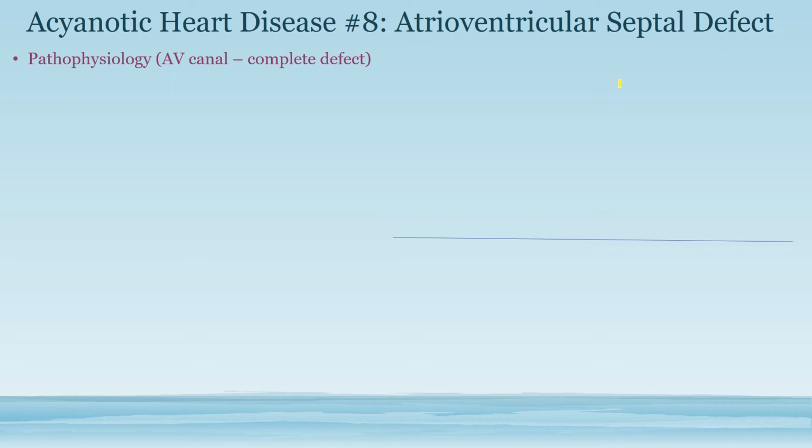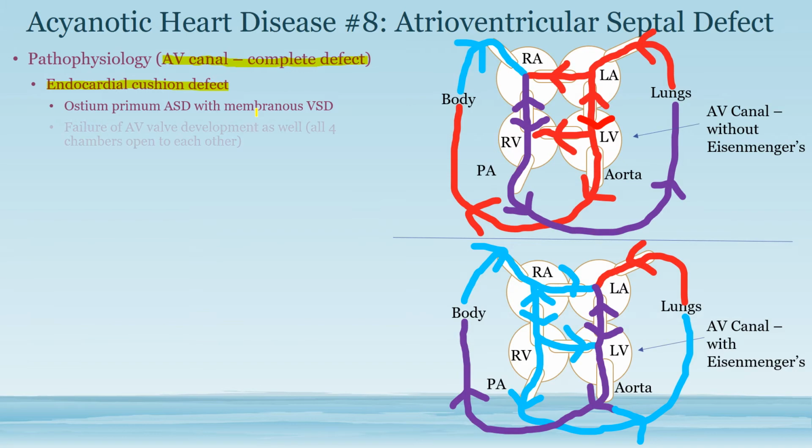The pathophysiology, and it's also known as an AV canal if you have a complete defect. The reason why it's called an AV canal is because the atria and ventricles are completely connected to each other. So we have an endocardial cushion defect as the pathophysiology of why you get this AV septal defect. Remember, we talked earlier about how the endocardial cushions form part of the atrial septum, part of the ventricular septum, and also form the septum and valves between the atria and ventricles. So you have an ostium primum ASD with a membranous VSD, and we'll talk about that in a minute.